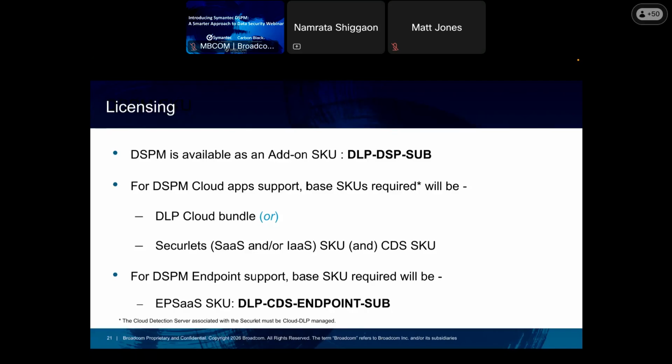For endpoint DSPM, the base queue required is the EP SaaS queue, which is the DLP CDS endpoint sub, which was, I think, introduced last year in August. So those are the SKUs that you require independently. But if customers want to implement DSPM across their cloud applications as well as endpoint, they will need to have all the following SKUs that have been listed here, or the ones that are specifically required for the cloud application and the endpoint.